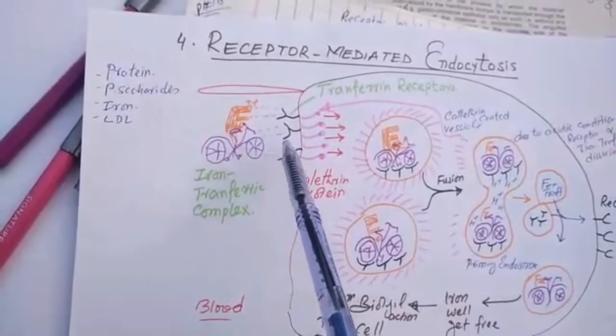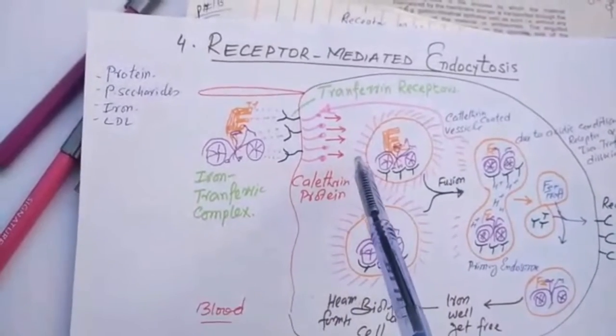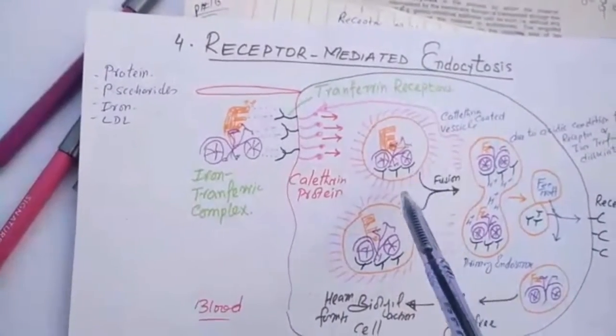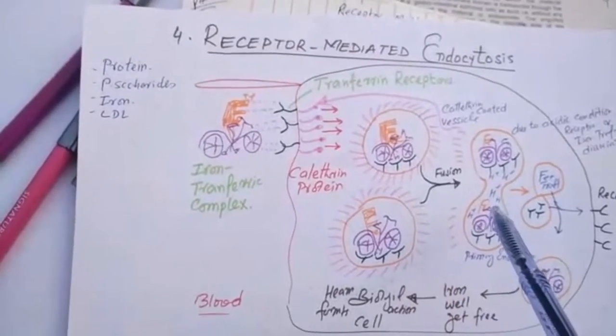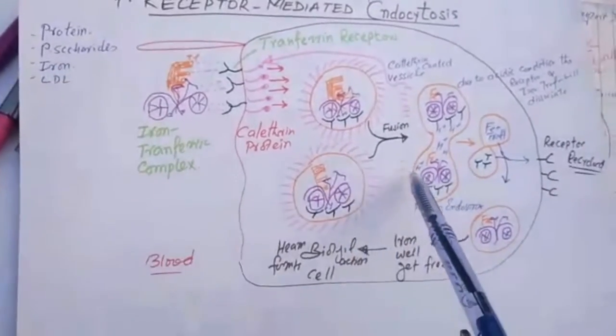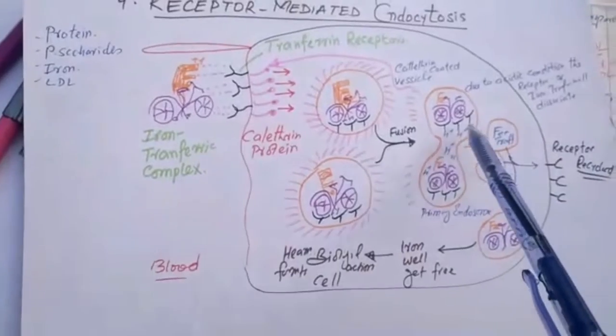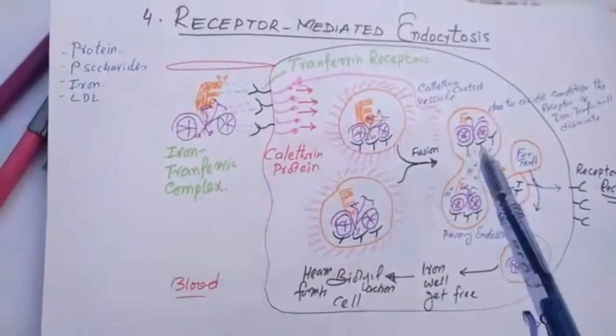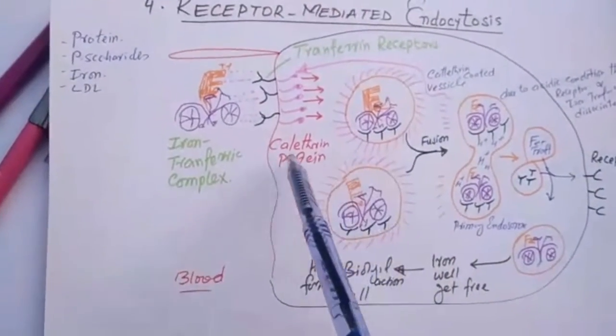then this complex and the receptor are internalized. When they are internalized, they are digested. The protein and the receptor are recycled. They are recycled to the cell membrane, and the ligand is digested. So this is known as receptor-mediated endocytosis.